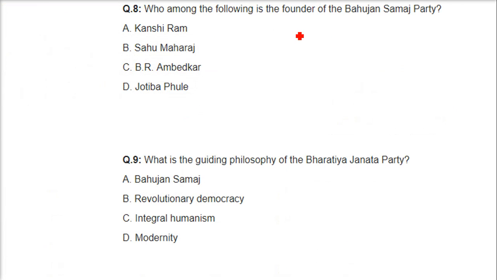Who among the following is the founder of Bahujan Samaj Party? Kanshiram. And Mayawati is the present supremo of the party. What is the guiding philosophy of Bharatiya Janata Party? It's modernity. Well, the basic idea of Bharatiya Janata Party is nationalism, the cultural nationalism and Hindutva. Because all these options don't match with it, we'll stick with modernity.